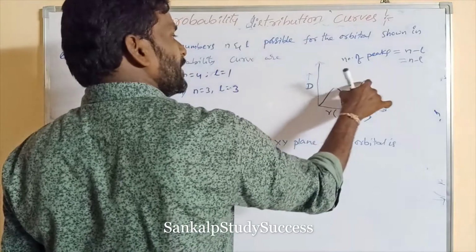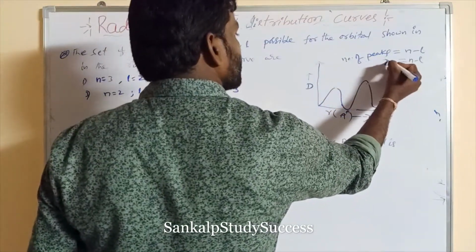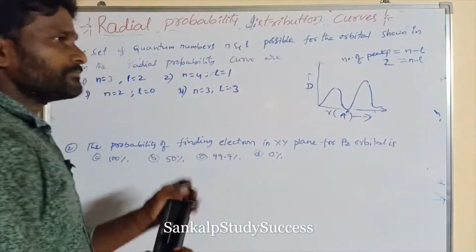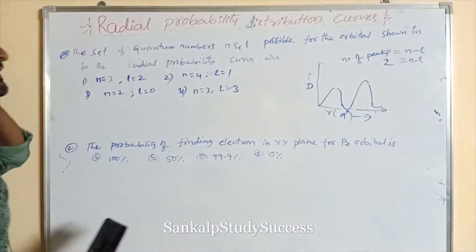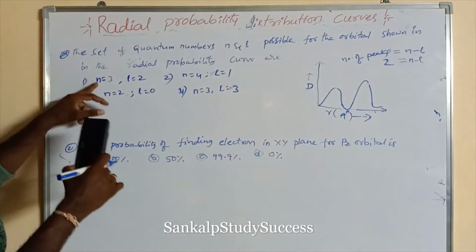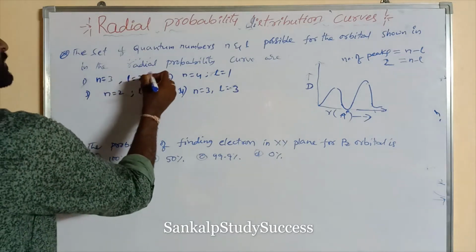Number of peaks: 1, 2. This is one peak, this is another peak. So 2 peaks means the difference between n and L must be 2. In these answers, n minus L is 3 minus 2, which is 1.